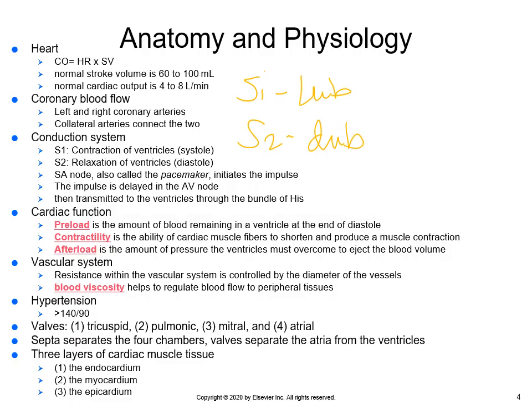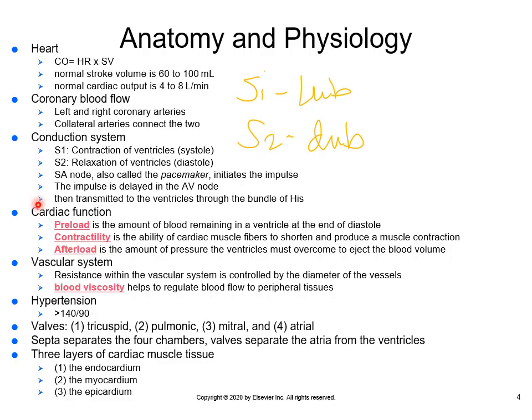When we're listening to the heart, we will hear S1, which is the contraction of the ventricles. When the ventricles squeeze, that's what we call systole. And then S2 is the relaxation of the ventricles after they squeeze. It's called diastole, or S2. So when you're listening to heart sounds, you will hear S1 and S2. Lub, dub, lub, dub, lub, dub. Okay?